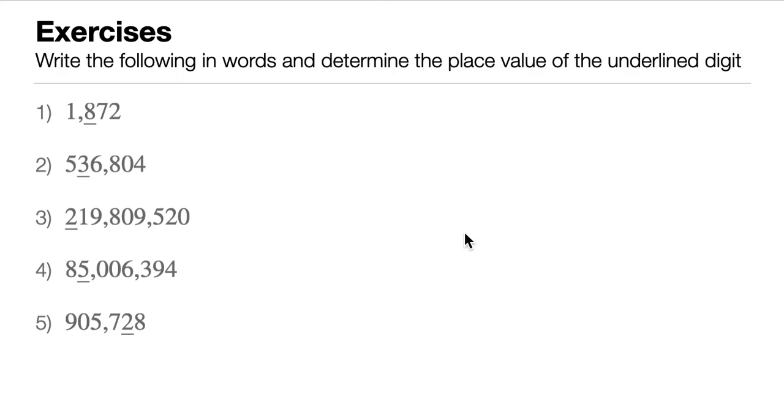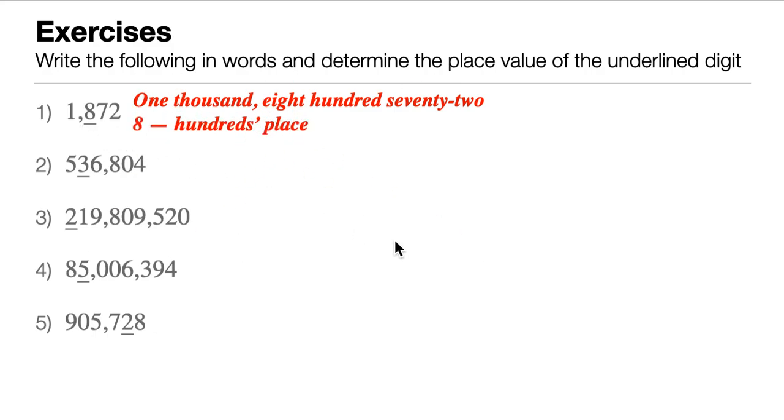Okay, I think you're done. So let's answer number 1. How do we read or write this number here? This is read as 1,872. So in words, here you go. What is the place value of the underlined digit? Clearly this is 8. This is found in the hundreds place.